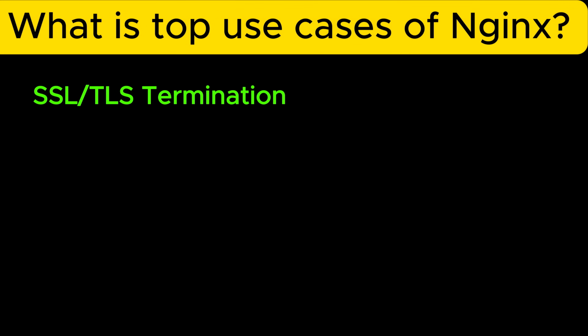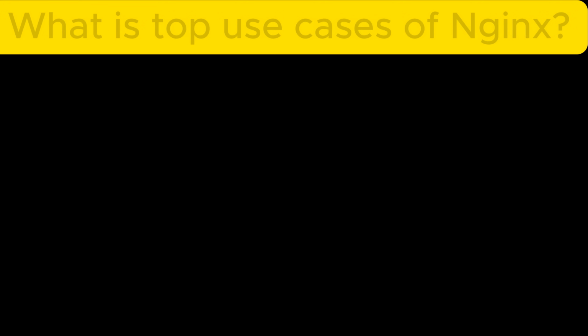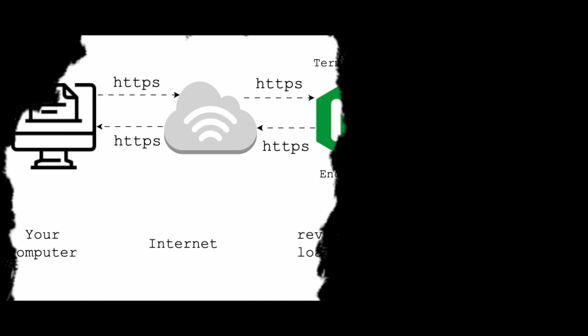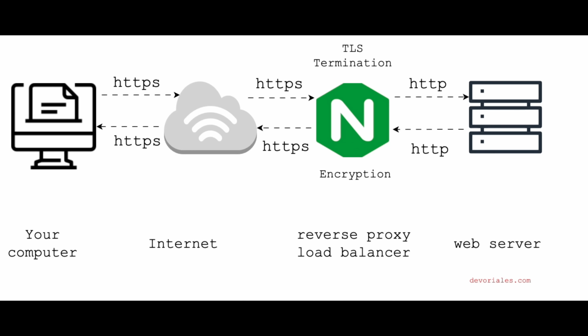SSL stands for Secure Sockets Layer, and TLS for Transport Layer Security. So how can we terminate it at the level of the proxy server? Let me show you the diagram. In this diagram you can simply see your computer, then the internet, then you can set Nginx as a reverse proxy, load balancer, whatever. These are separate benefits, just highlighted. And then we have the web server.